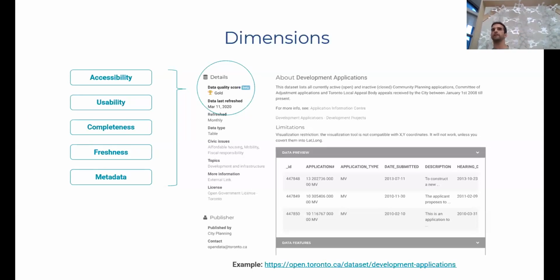We, after a lot of thinking and talking to people both in the public and within the city, decided to break down a data quality score into 5 dimensions, 5 bits, 5 categories, 5 whatever you call them. We call them dimensions. Accessibility, usability, completeness, freshness, and metadata. And using some not too complicated math, we take some metrics in those dimensions, cram them all together to make a score. That score gets translated to gold, silver, or bronze. Good, decent, or not so good.